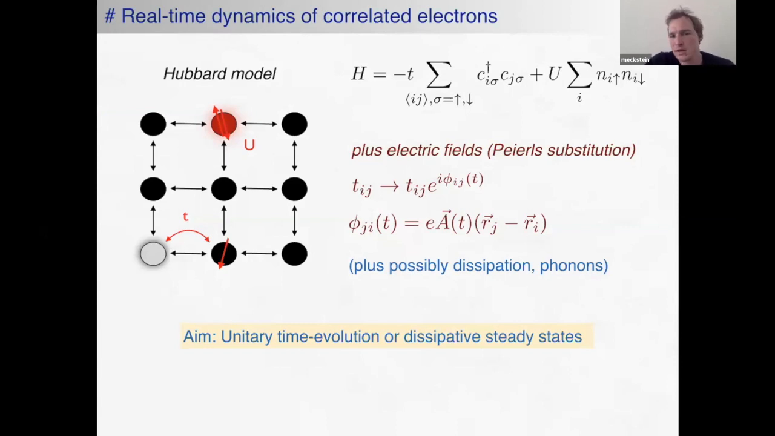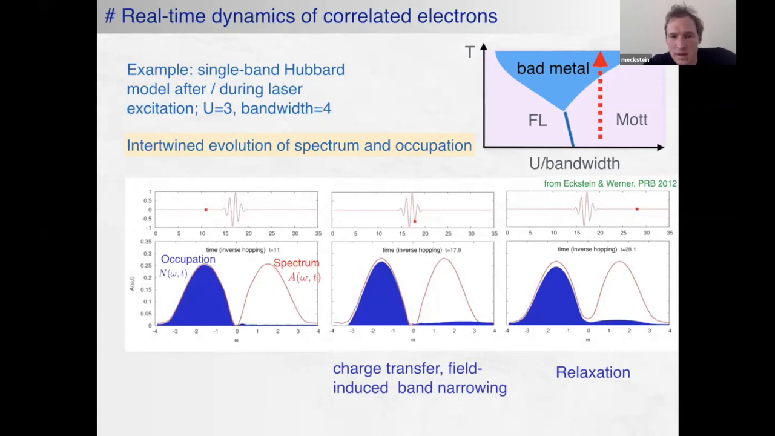So what we aim to study is the typical correlated electron models, such as the Hubbard model, but out of equilibrium, which means we explicitly try to add the electromagnetic field to it, which is typically included as a phase factor to the tunneling matrix element, which is called Peierls substitution. And then we want to calculate either the unitary time evolution of this quantum system or also dissipative steady states. For instance, if there are also phonons or other types of dissipation to it, then it will be a long-lived steady state.